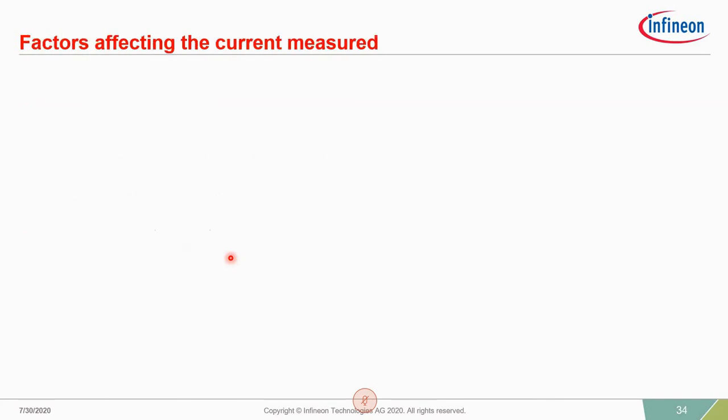Now, moving on to some of the factors that affect the current measured. One of the most obvious yet most overlooked factors is the multimeter accuracy. We need to ensure that the multimeter is accurate in the range of current that we're measuring. In my case, it is microamperes. So we need to ensure that we are choosing the right multimeter with the right accuracy.